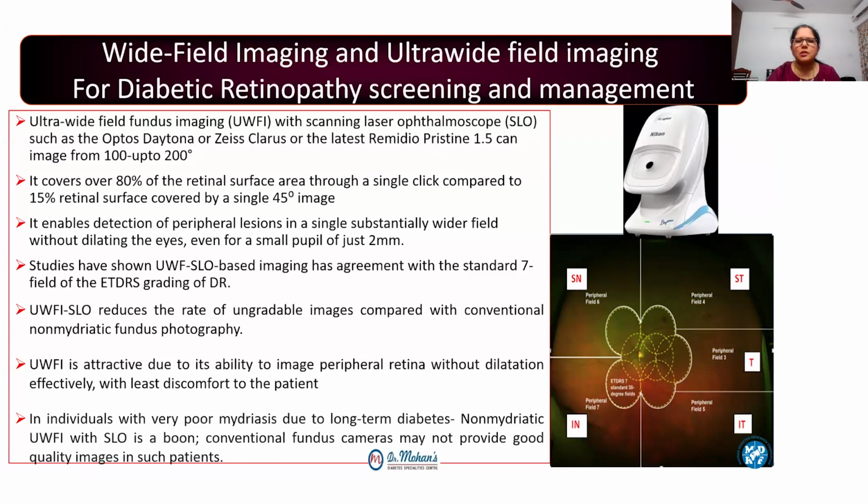It is also attractive because the patient need not get dilated. Nowadays, our patients don't want to get dilated because they want to use their smartphones, and with dilatation they can't see their phones. Particularly in our center, where we see a lot of patients with long-term diabetes, because of autonomic neuropathies they don't dilate too well; they have very poor mydriasis. So non-mydriatic ultra-wide field imaging with scanning laser ophthalmoscopy is a boon in such patients, where with conventional cameras we can't get good quality images.